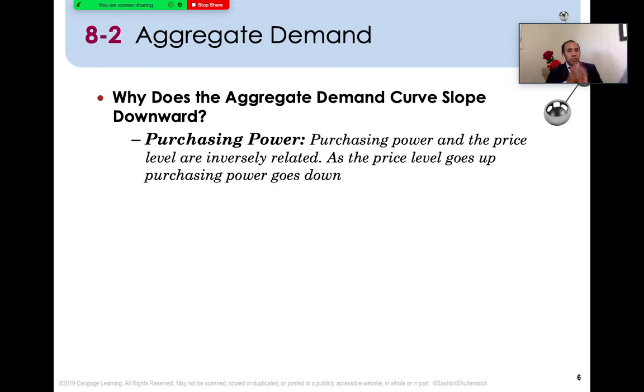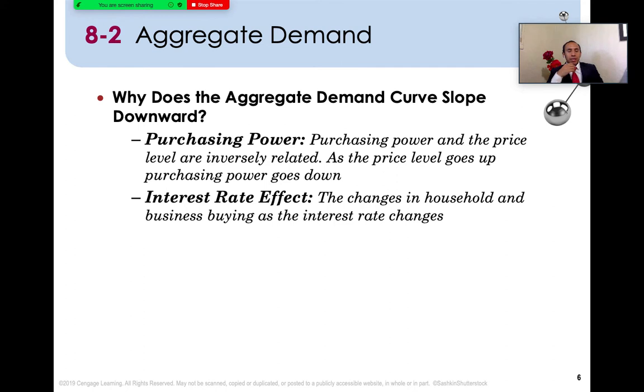We have the purchasing power effect. A higher price level reduces purchasing power, so you demand fewer units consumed, which is measured by real GDP. The lower the price level, the greater the purchasing power and the greater the quantity consumed.